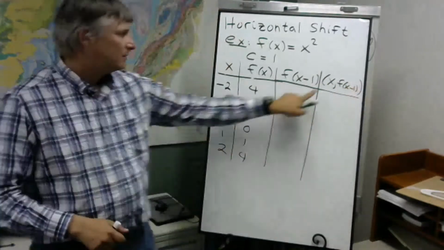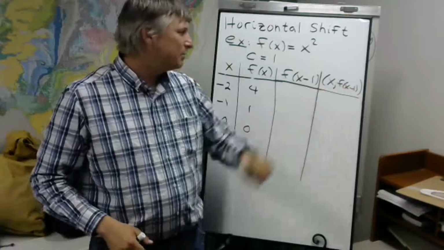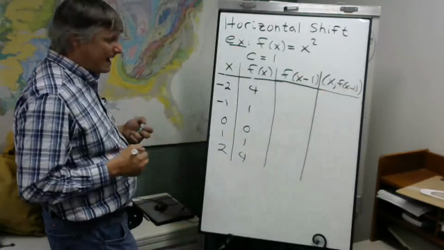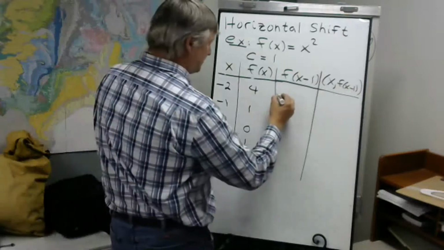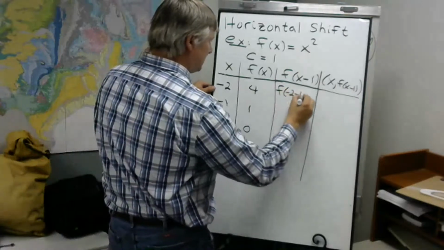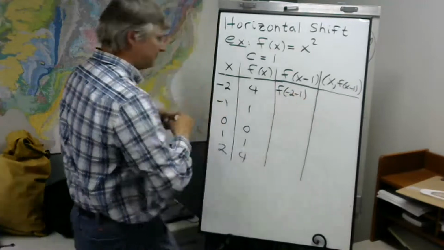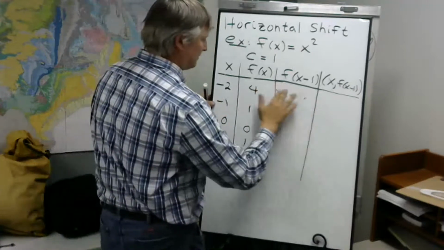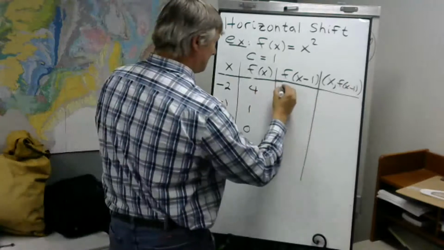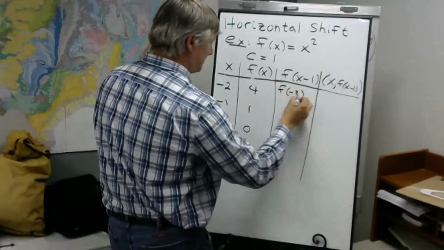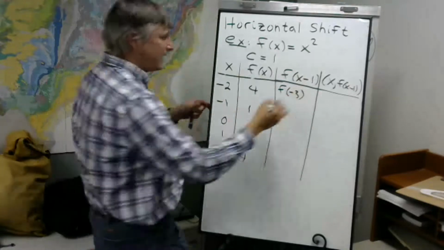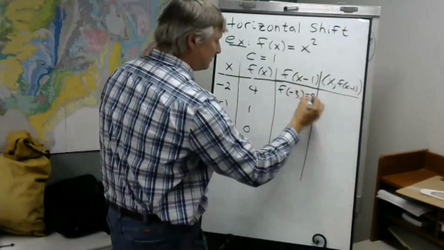The x's are still going to be the same, but the input's going to get altered. So what ends up happening, we'll get f of negative 2 minus 1, which becomes f of negative 3. Because negative 2 subtract 1 is negative 3. Square that, you get 9.